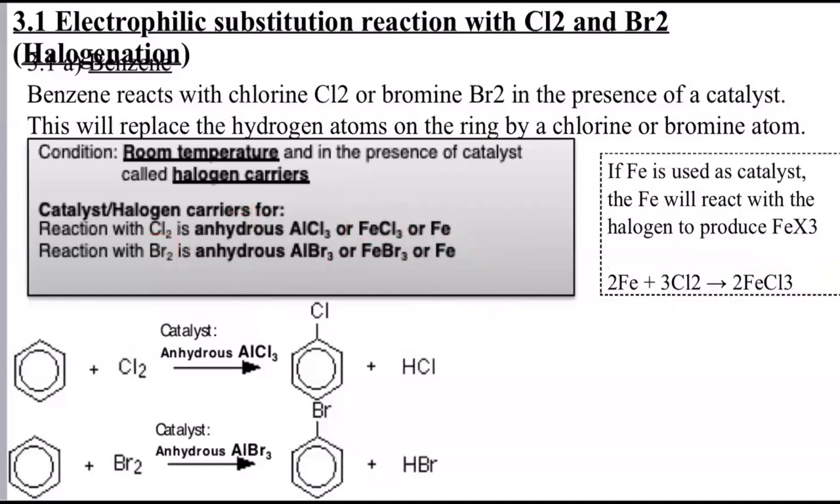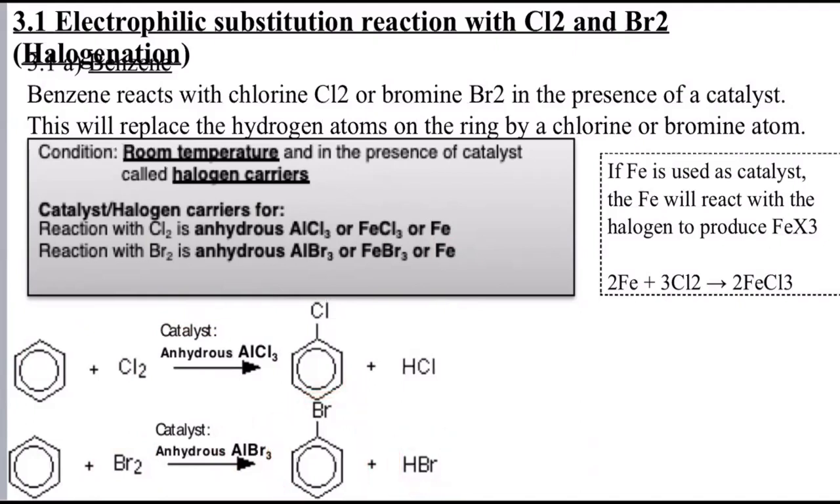Okay, now this is the overall equation. The top one is for the reaction between benzene and chlorine. The catalyst is anhydrous aluminium chloride. Notice how they write down the anhydrous, because that condition is important. If it's aqueous, automatically the reaction will not happen. So the products are chlorobenzene and hydrogen chloride. Later on, when we look at the mechanism, you will see how we form hydrogen chloride. If you use bromine as your reagent, your catalyst would have to be anhydrous aluminium bromide or iron bromide, and then you form bromobenzene and HBr.